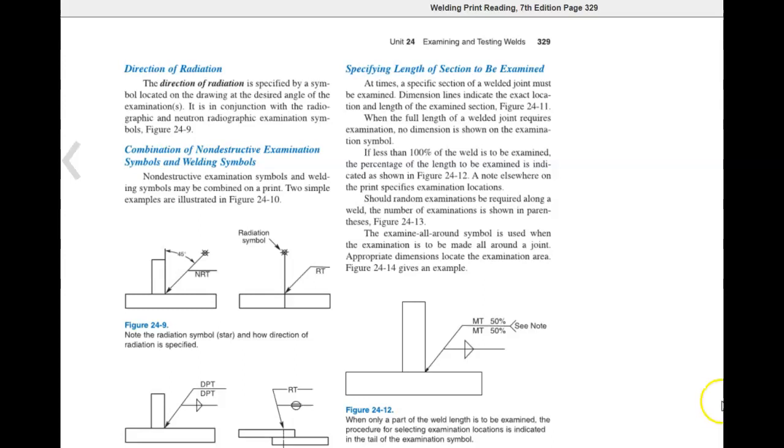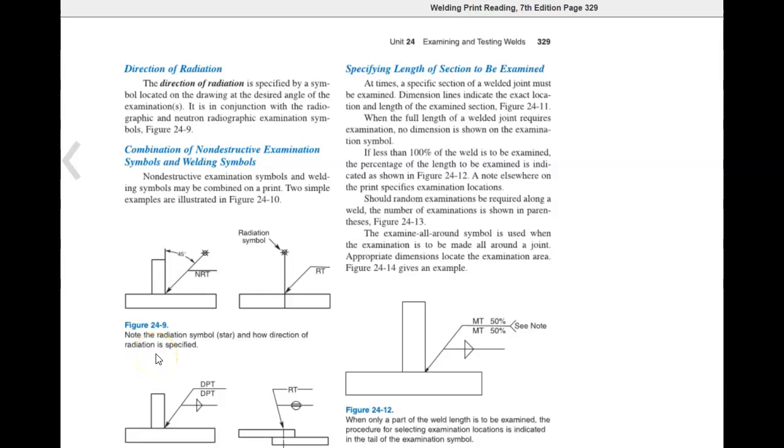Direction of radiation. The direction of radiation is specified by a symbol located on the drawing at the desired angle of the examination. It is used in conjunction with the radiographic and neutron radiographic examination symbols. Figure 24-9. Note the radiation symbol, or star, and how direction of radiation is specified.